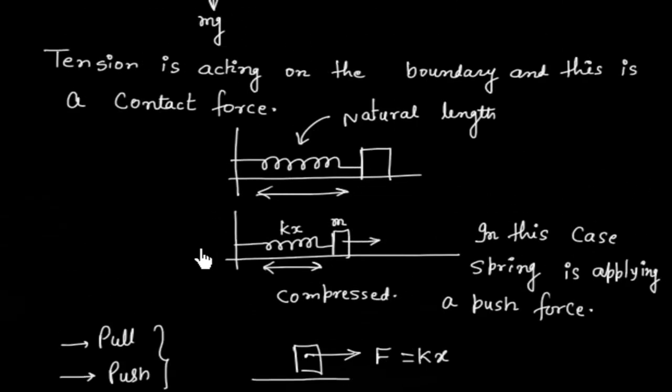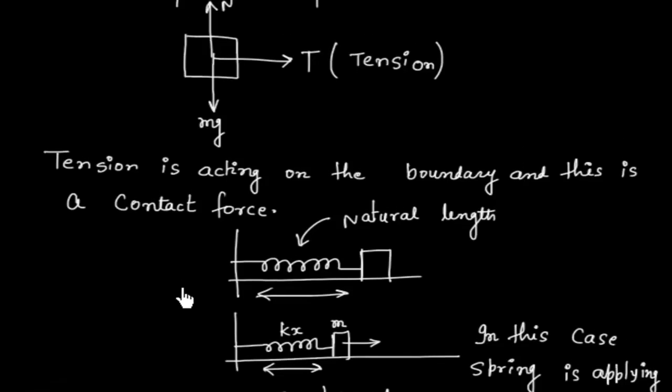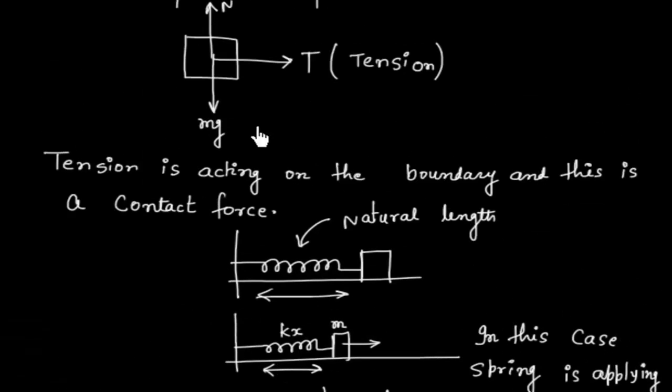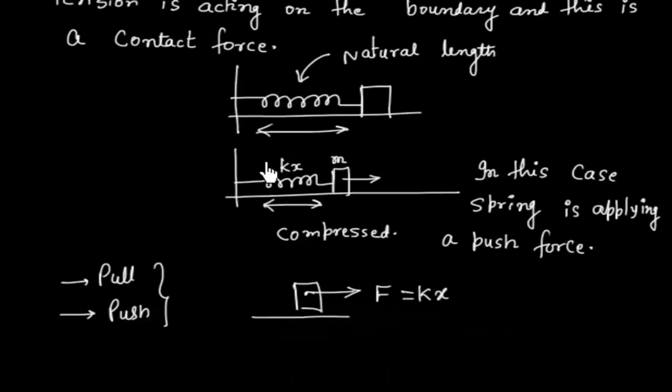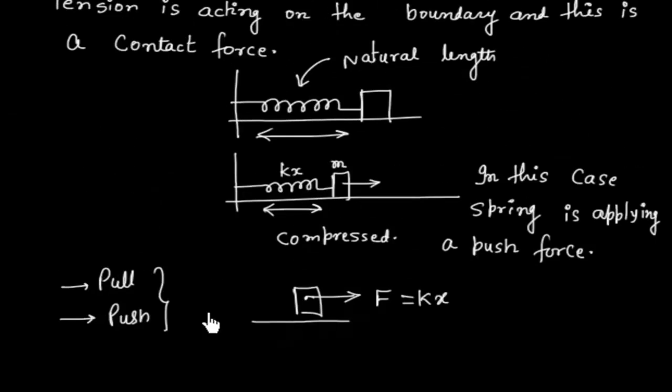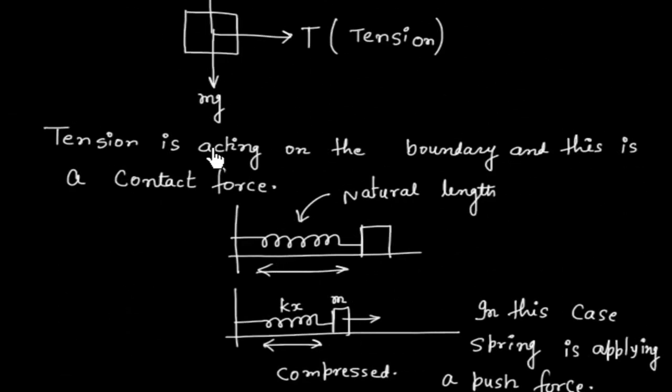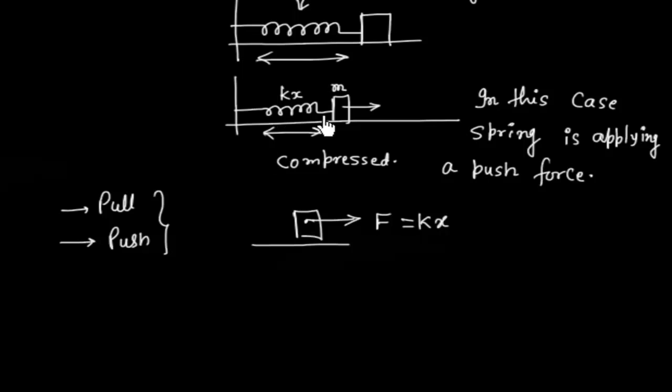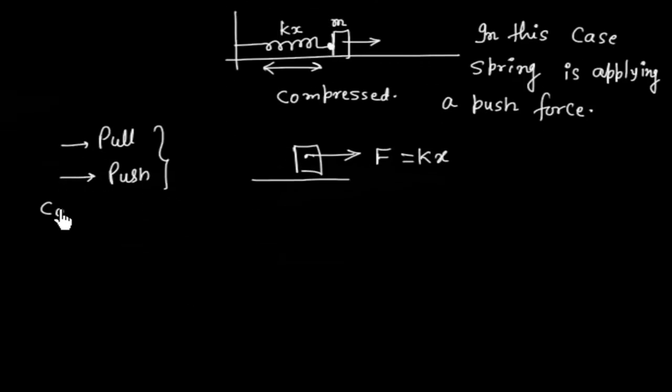Now we discussed what is tension and what is compression. Tension in the string will try to pull, compression in the spring will try to push. So these are two kinds of forces. We have also said tension is a contact force. Compression force is again a contact force. You see there is a boundary. If I have a spring, this spring will try to push this object. So compression force is again a contact force.